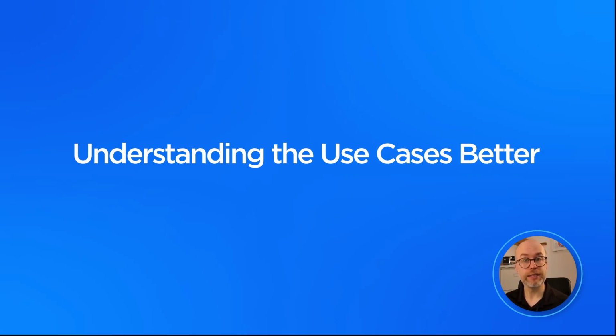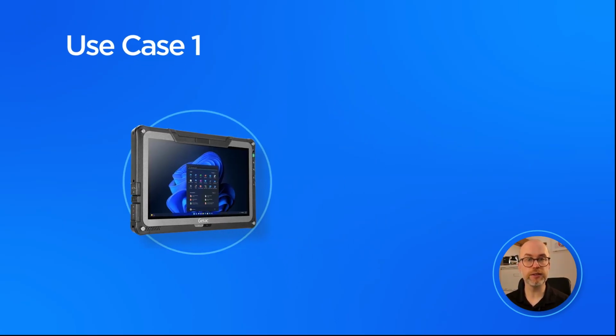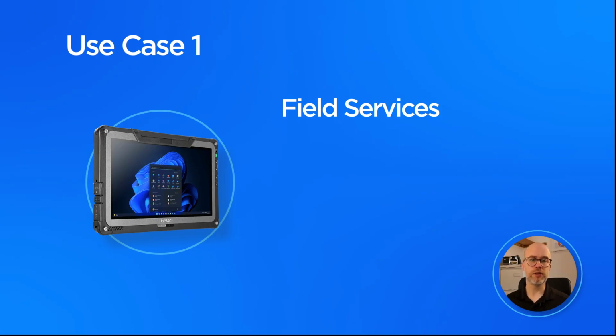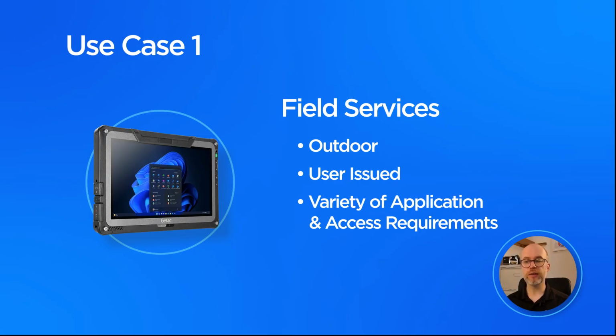Maybe let's dig a little bit deeper into two of those use cases that we just looked at. Firstly, let's look at the field services rugged tablet. So this is likely something that's going to be used in an outdoor setting. It needs to be durable, for example, and it's also going to be issued to a specific individual, let's say a field services technician. So the variety of application and access requirements needs to be able to be set up to help that individual do their job.